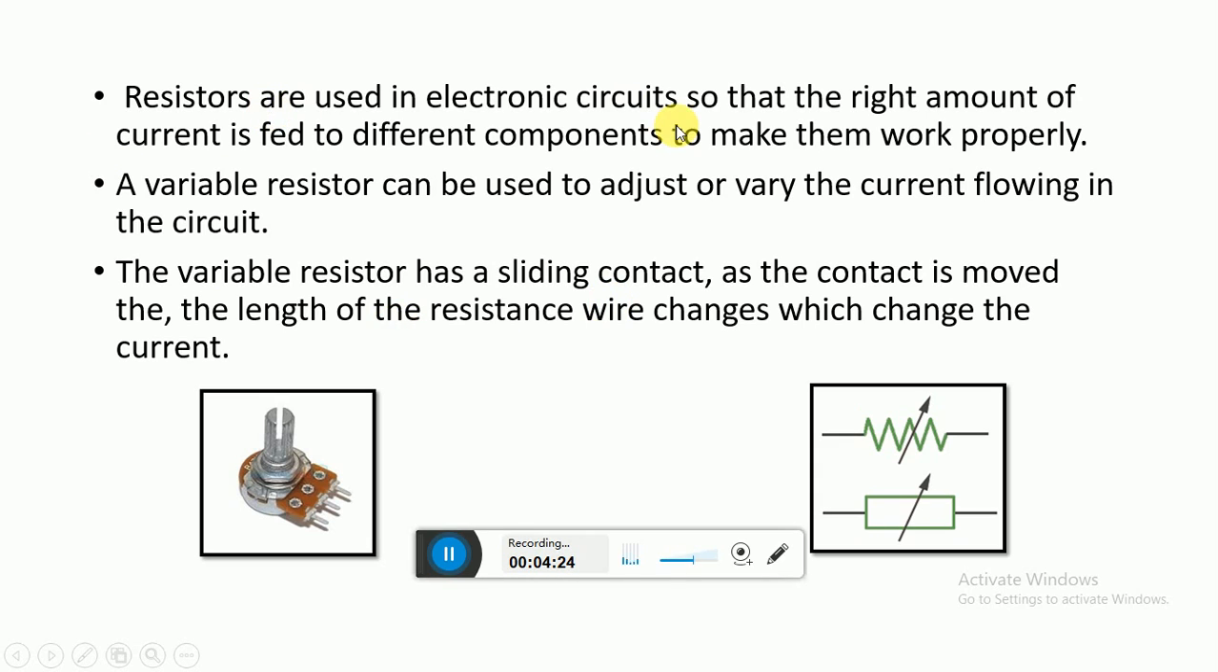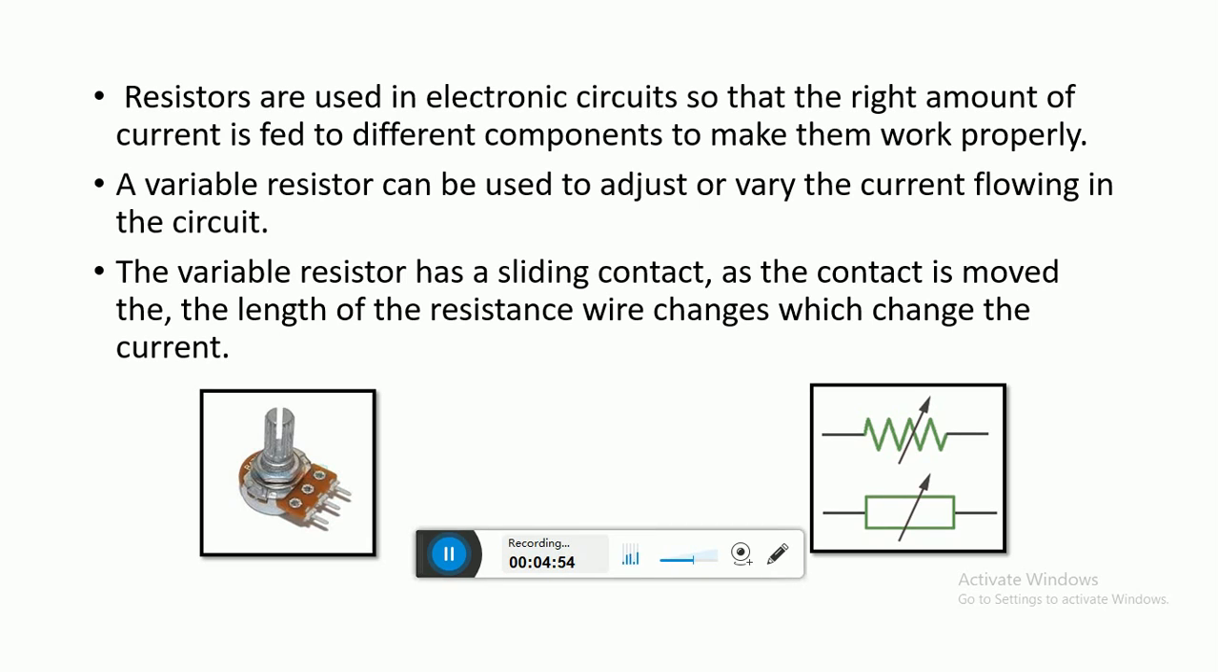Resistors are used in electronic circuits so that the right amount of current is fed to the different components to make them work properly. This is a very important point. If we look at the charger of our mobile phone, our mobile phone needs a very small amount of current, in milliamperes or microamperes.